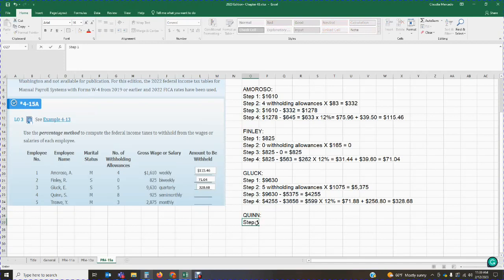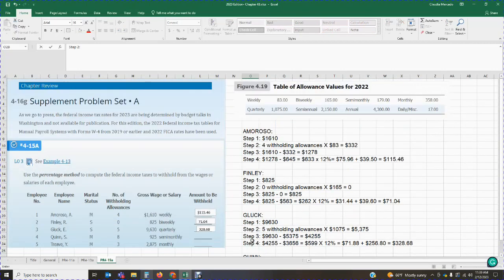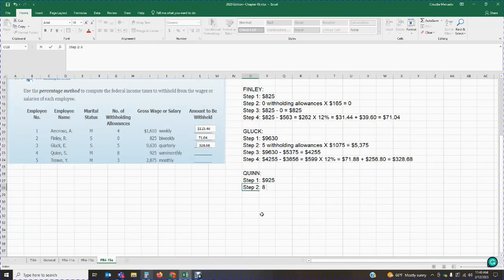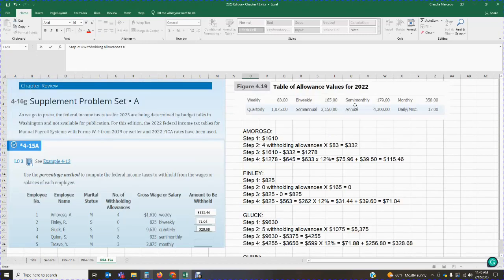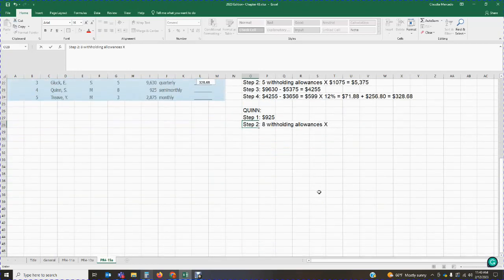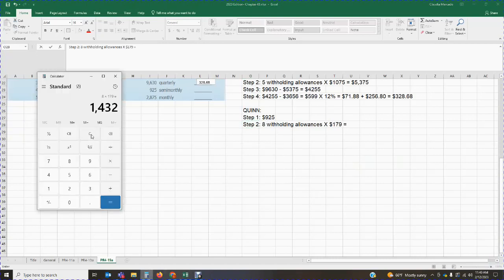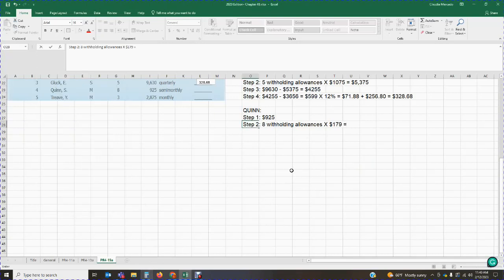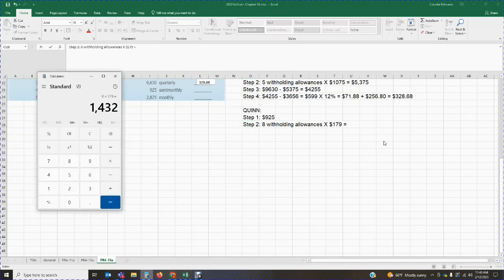Okay, so Quinn gets paid $925 semi-monthly. Okay, step 2. Quinn has 8 withholding allowances and gets paid semi-monthly. So we're going to go to our semi-monthly, and the amount of withholding is $179 per allowance. Okay, so we have 8 allowances, and we're going to multiply that by the semi-monthly amount, $179. So 8 times 179 gives me $1,432. Okay.